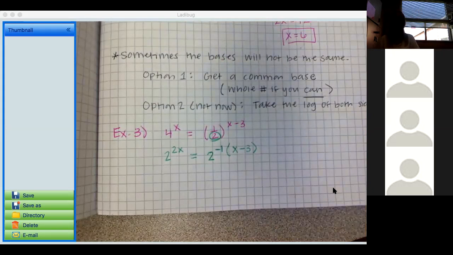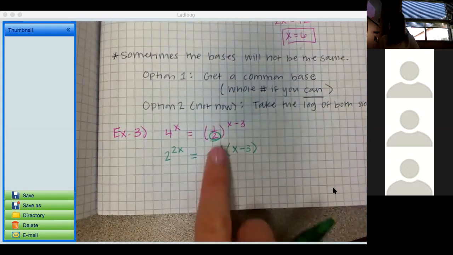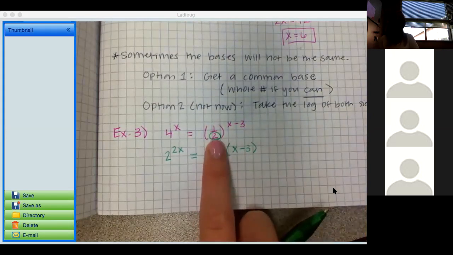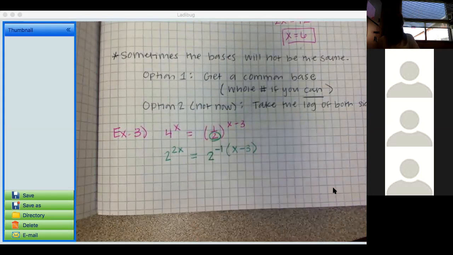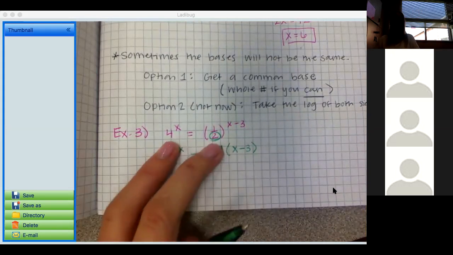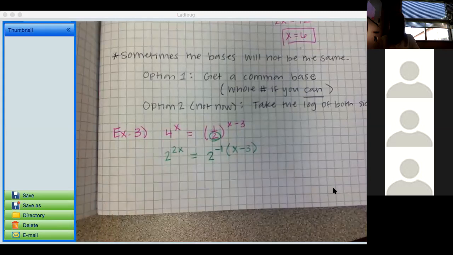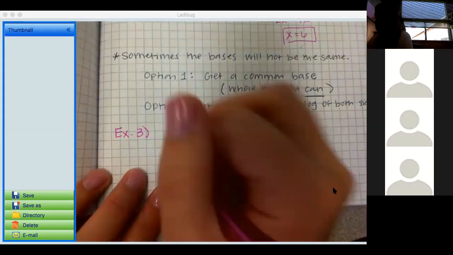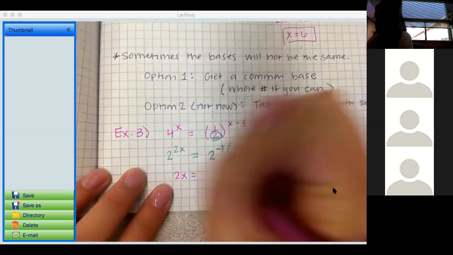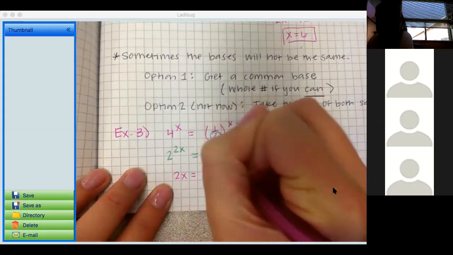I will start to teach you some tricks. Like, if it's a fraction, always see if the denominator can be the base. Okay? So really look at 2 and 4. What would be the least common base? It would be a 2. Are y'all okay with that? So now that my bases are the same, what do I do with my exponents? Good. So 2x should equal -1 times x minus 3.